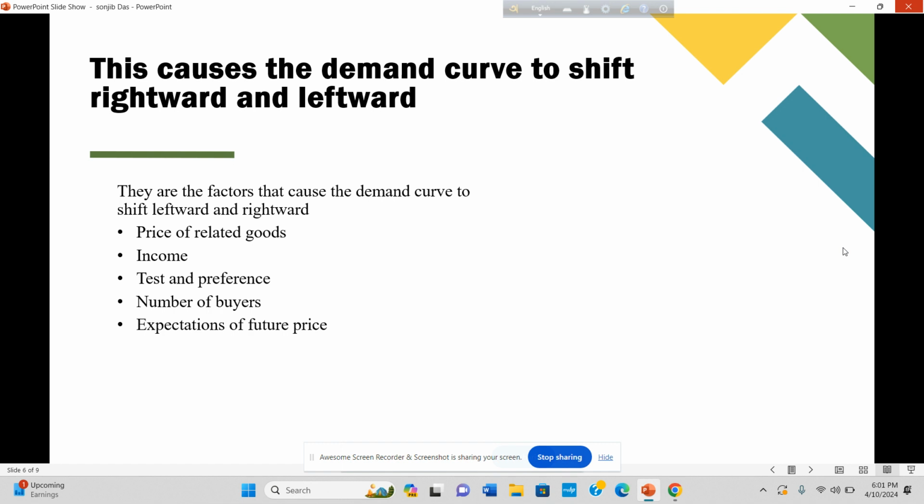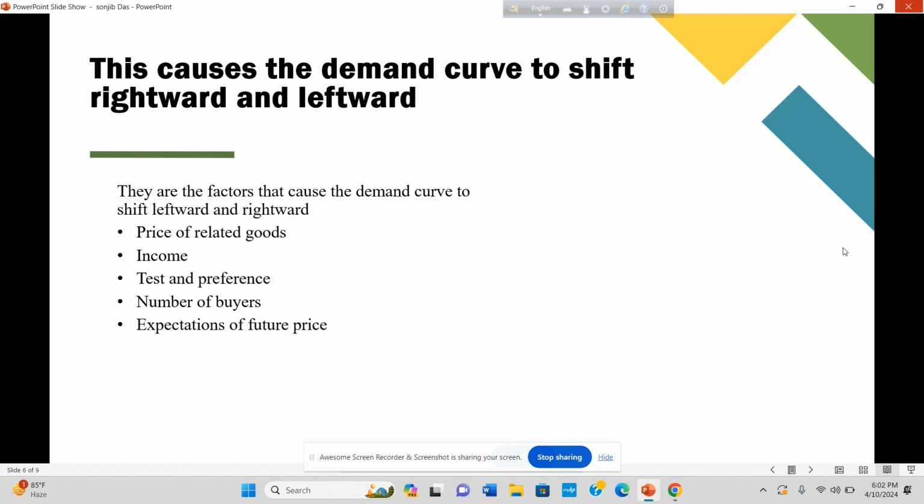And the third one is taste and preference. Changing consumer preference can lead to a shift in the demand curve. If a product becomes more popular, the demand curve shifts to the right, and vice versa. And number four, number of buyers. An increase in the number of buyers generally increases demand, shifting the demand curve to the right. A decrease in the number of buyers shifts the demand curve to the left.